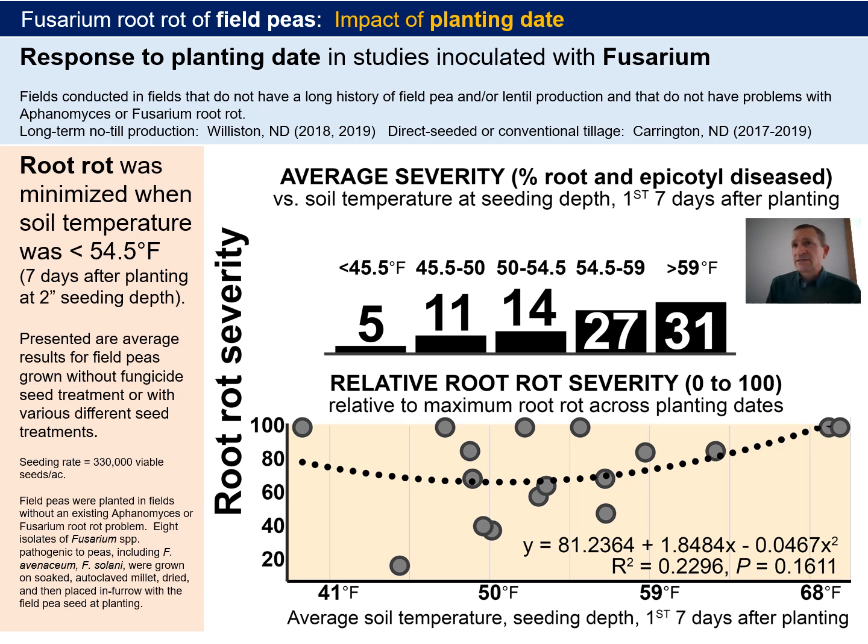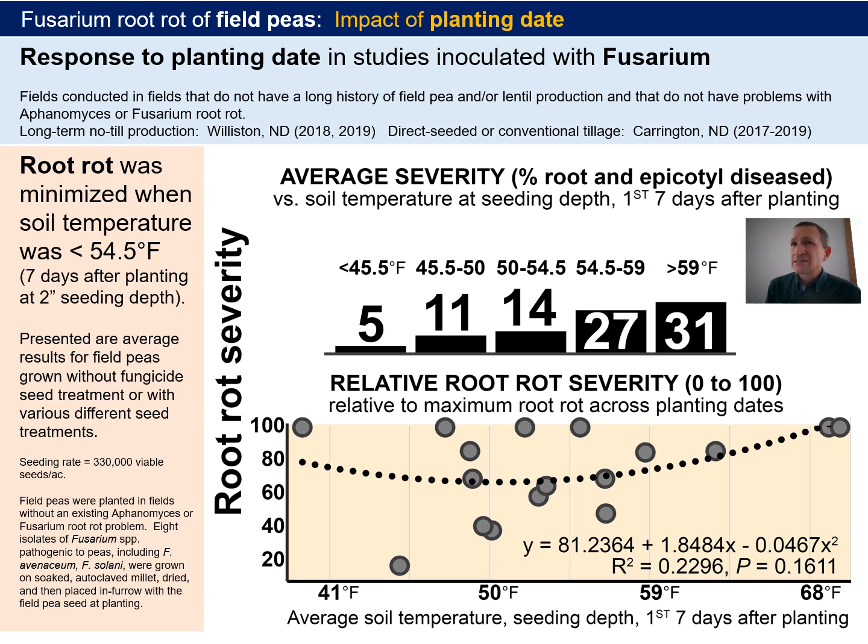Here we have another set of studies. These were studies conducted in Carrington and Williston, and these were studies that were purposely established on fields that had no significant history of P. orlona production and no significant Aphanomyces or Fusarium root rot. We actually added the Fusarium pathogen in the furrow with the seed at planting to try to look at the response to planting date against Fusarium alone.